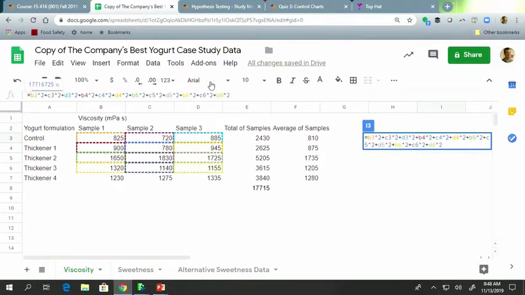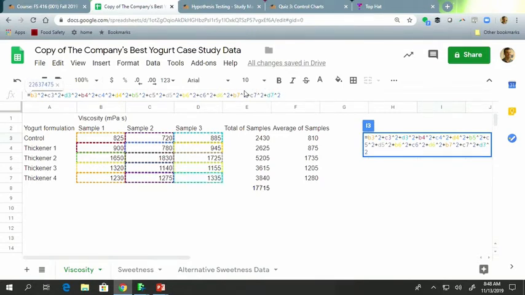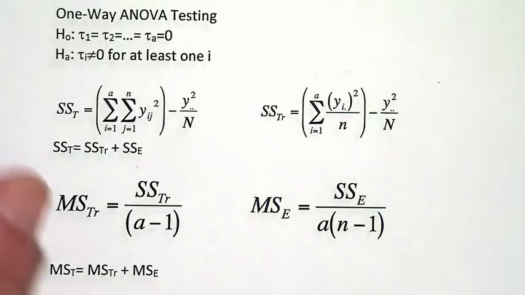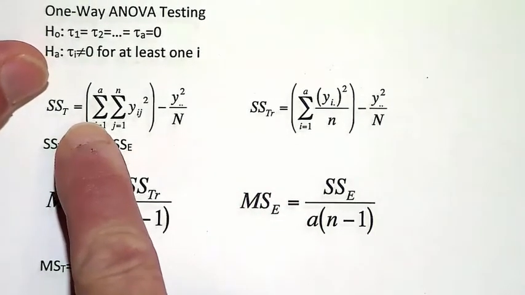6 plus, and I'll change this to 7. Okay. And so now I've got the first part of that formula here. What I just did was what's in the parentheses here.